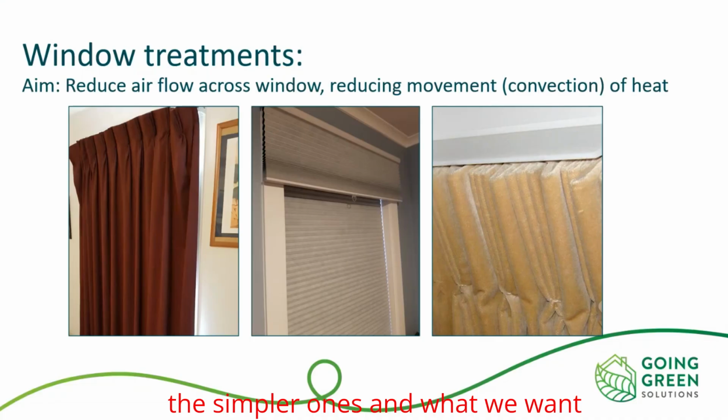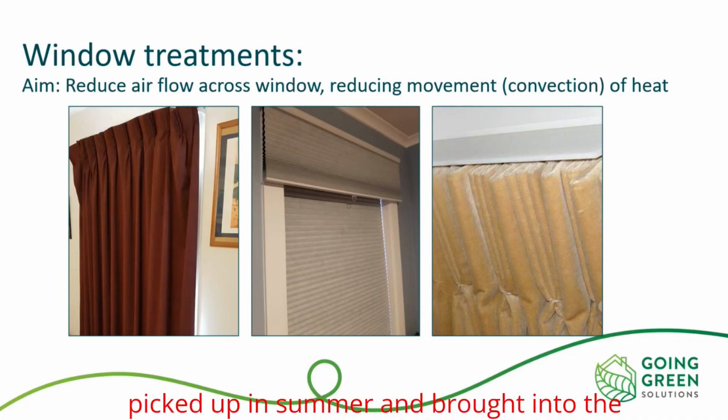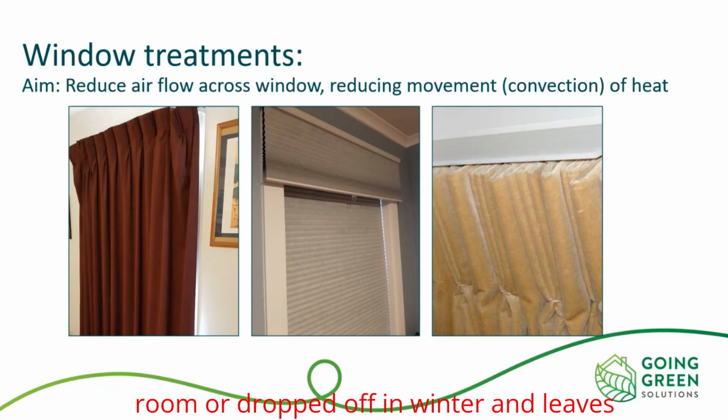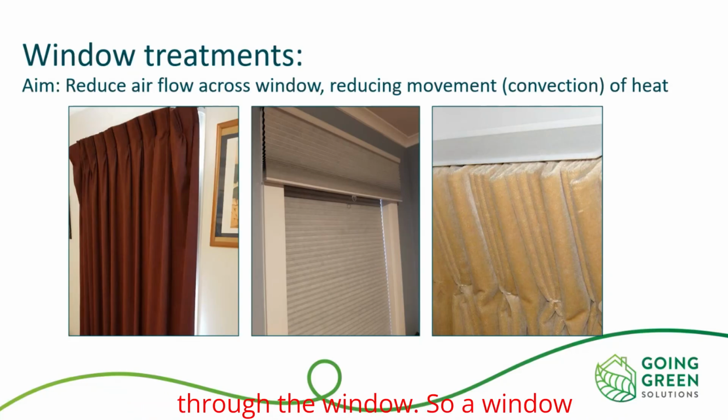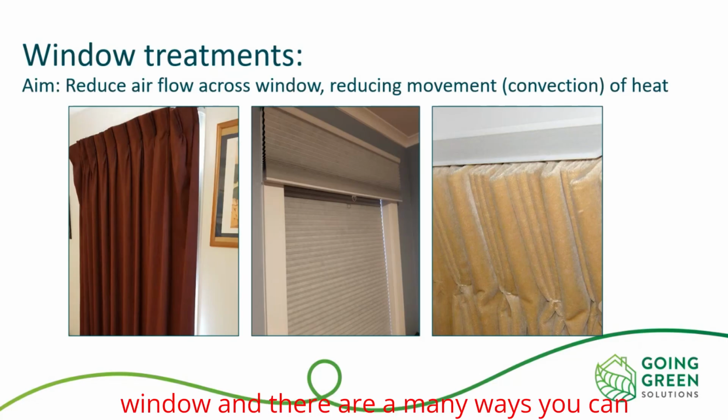Often with window treatments, it's one of the simpler ones. And what we want to do with a window treatment is reduce the air flow across the window. The reason we want to do that is because when air passes across a window, that's how heat gets either picked up in summer and brought into the room or dropped off in winter and leaves through the window. So a window treatment, the job of it is just to create a bit of a pocket around the window. And there are many ways you can do that.